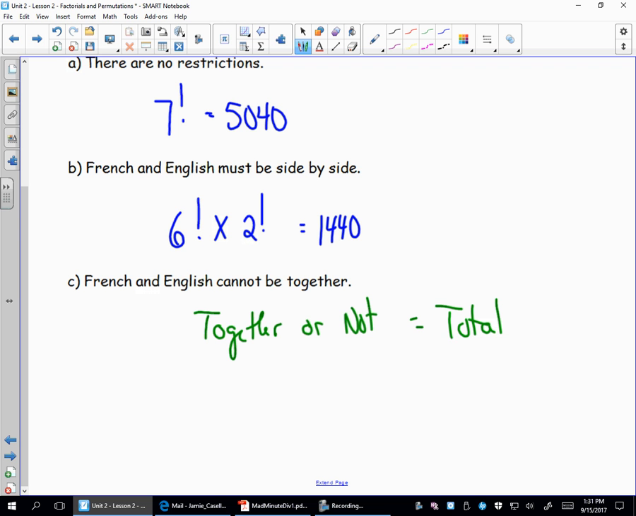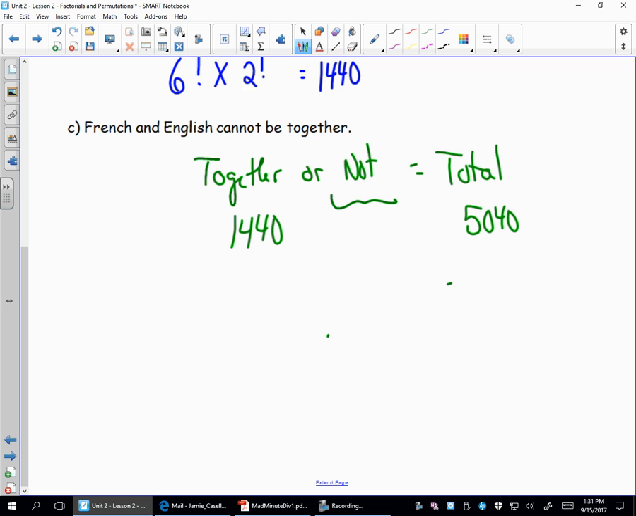And we know together is 1440. And we know the total is 5040. So if I want to figure out the ones that are not together, my not will be 5040 minus together. And this will be my not, which gives us 3600. So we're back to the idea of complement, the idea of sets, Venn diagrams. Those things all go together. We're just using it for counting now.